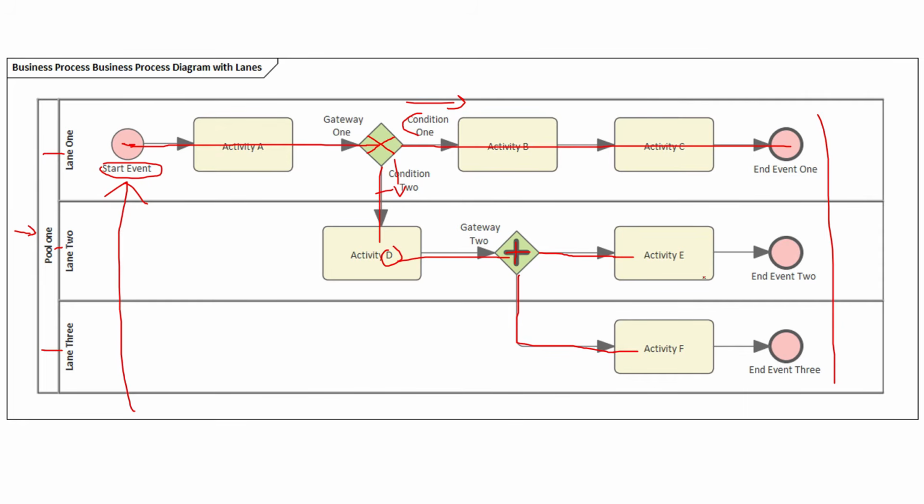Now, here in this case, of course, activity E or F could be done quicker or slower. For example, activity F could be done while the process is still stuck in activity E. And as soon as activity E is done, then we arrive here. And only then is the full process done.